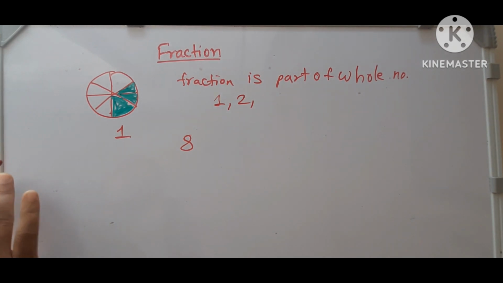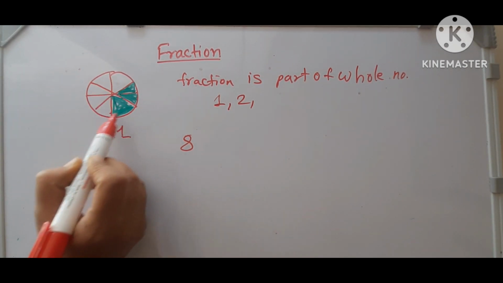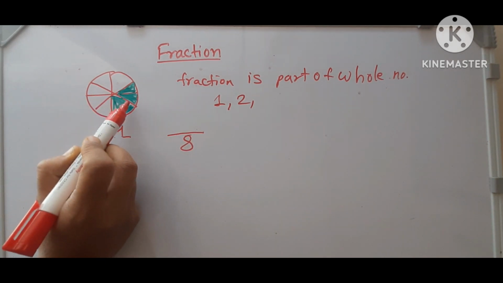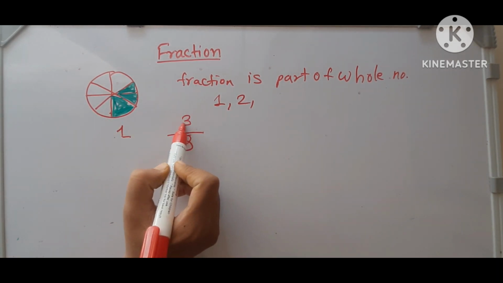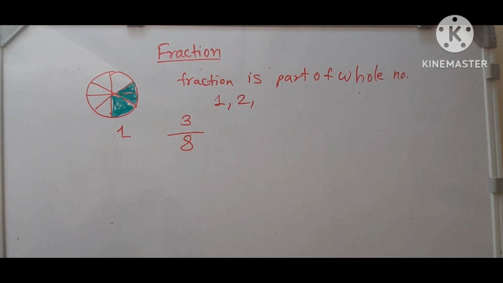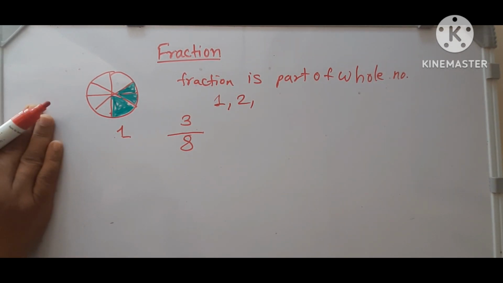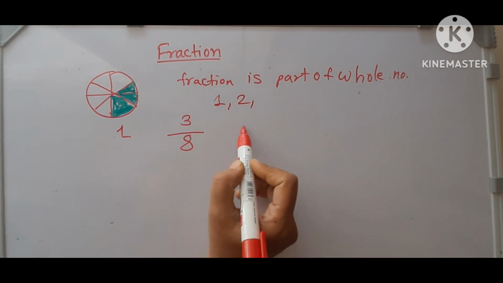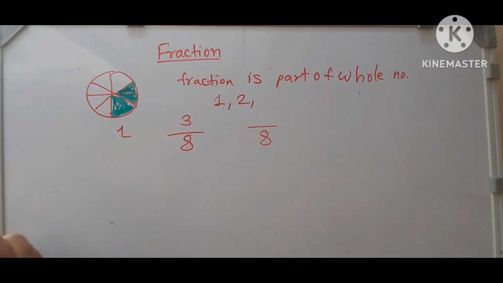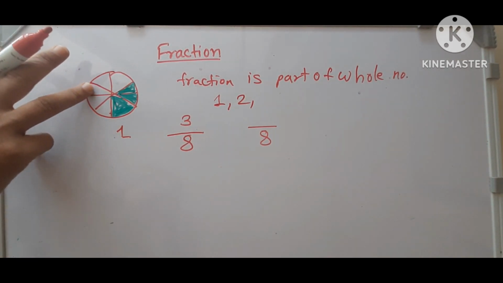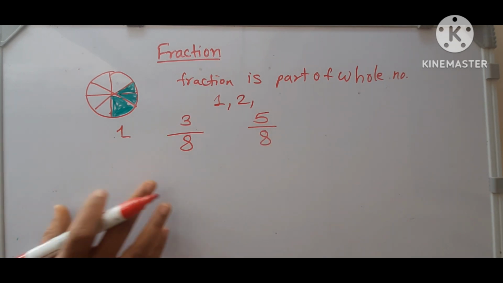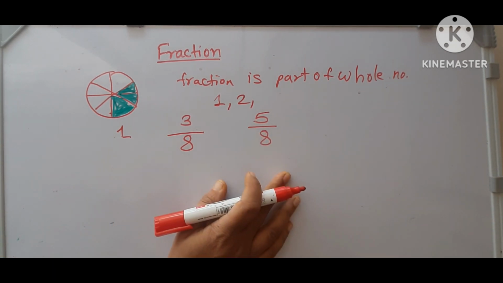How can we do it? Total slices are 8, and 3 slices are eaten. So I can write it as 3 by 8 of the pizza is eaten. Similarly, if we need to find what fraction of the pizza is remaining, not eaten, the total slices are 8, and 1, 2, 3, 4, 5 slices are there. So 5 by 8 of the pizza is remaining.